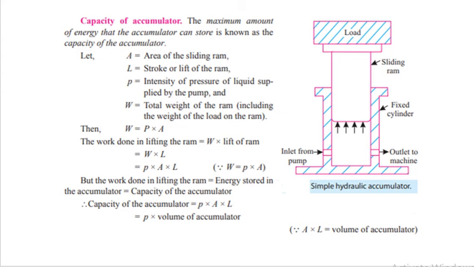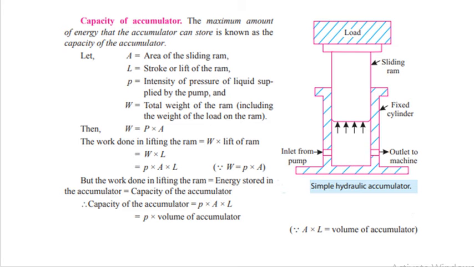This accumulated energy is later discharged to the driven machine during its working stroke. So the pump supplies liquid from this valve, and the high pressure liquid is supplied to the driven machine with the help of this valve, when it requires a maximum amount of energy.